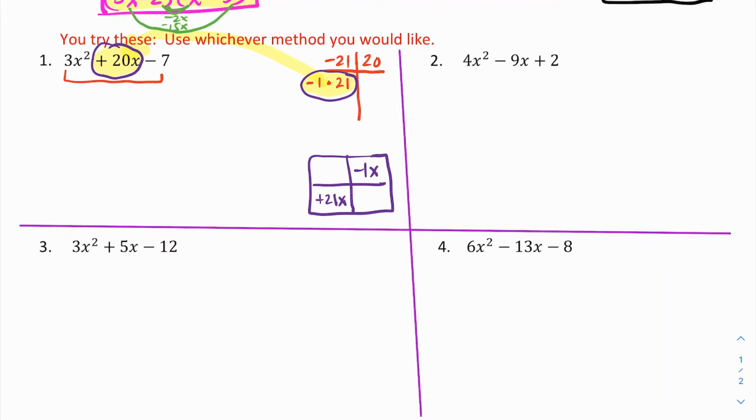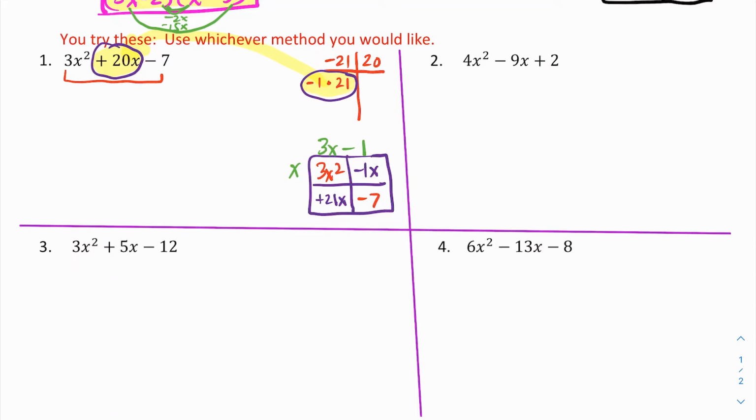But whatever variable is in the middle, that's the variable that has to be attached to those two, because basically those replace the 20x. Then you have the 3x squared and the minus 7 in the other two. Now to factor out, we look to see what these two have in common. These two have an x in common. After you take that out of those two, this is what's left, 3x minus 1.